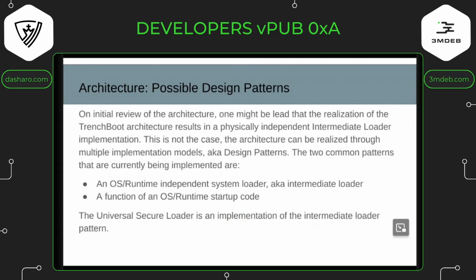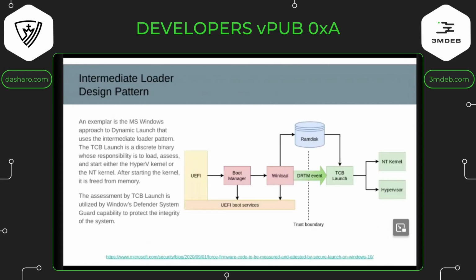And this is what we've been working on all this time in conjunction with Oracle: to build an intermediate loader for Oracle's cloud platform. The intermediate loader design pattern is exactly similar to what Microsoft also uses. If you're familiar with how Microsoft uses DRTM in their system, their WinLoad bootloader does the DRTM into a separate intermediate loader that is then used to start the final system, whether it's the Windows hypervisor or just the straight Windows kernel.